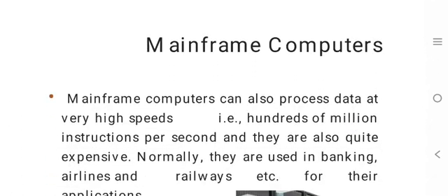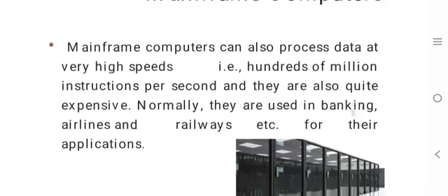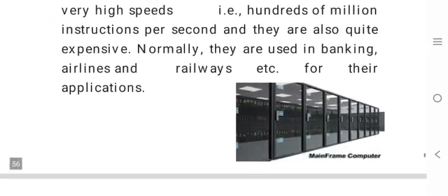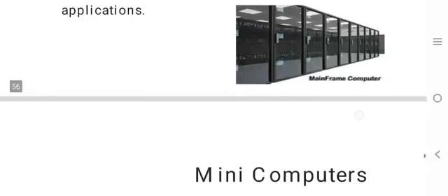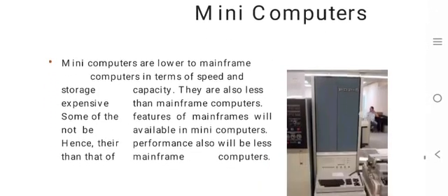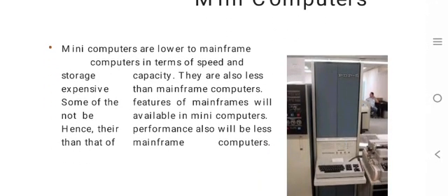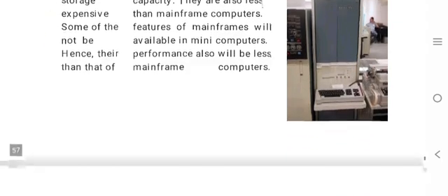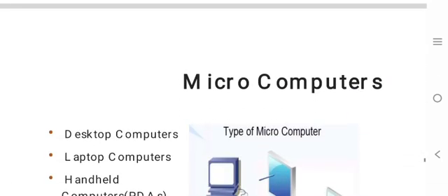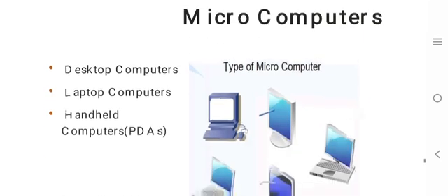Now the next one is the mainframe computer. A mainframe computer handles large scale business operations such as banking and airline reservation applications. Then the next one is the minicomputer. Minicomputers are smaller and cheaper versions used for medium scale tasks. And the last one is the microcomputer, which includes desktops and laptops. They are the most common today.